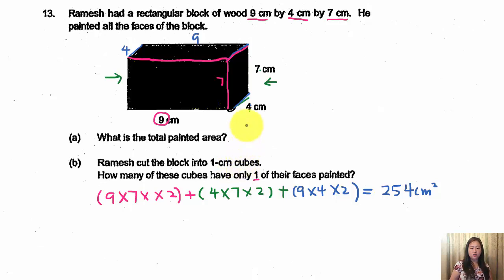Let's try to do B. So to cut them up into 1 cm cubes, we have to find the part that had only one of their faces painted. So in order to understand this, let me just draw you a cube first.